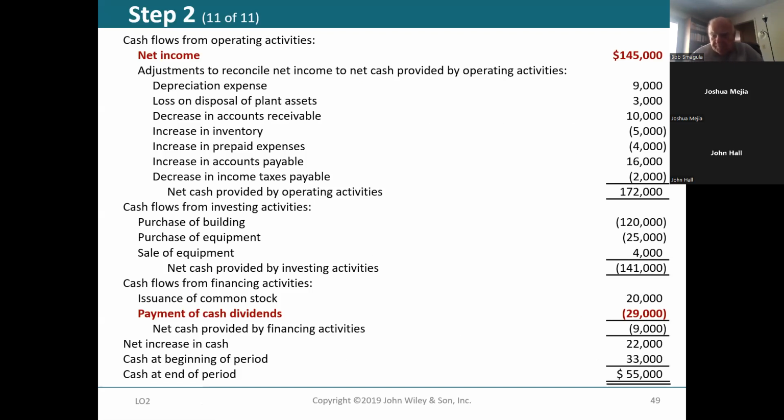Difference of 22. Now you're going to sit down with your boss and go through the cash flow statement. And the first thing the boss is going to look at, he's going to see the gain of $22,000. Okay. And he's going to say, wait a minute, how come we only picked up 22,000 in cash when we had $172,000 worth of operating income?